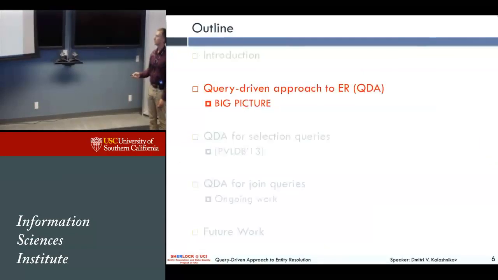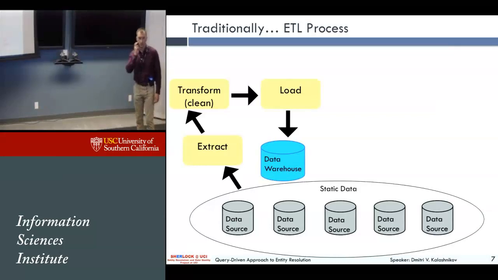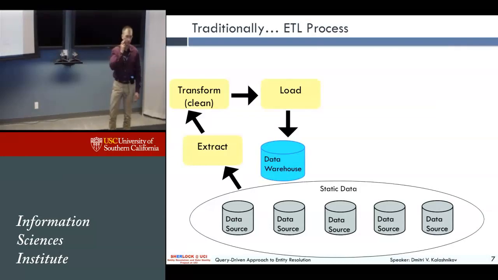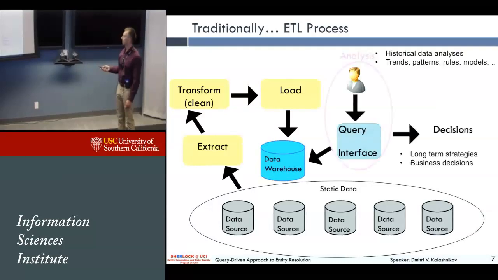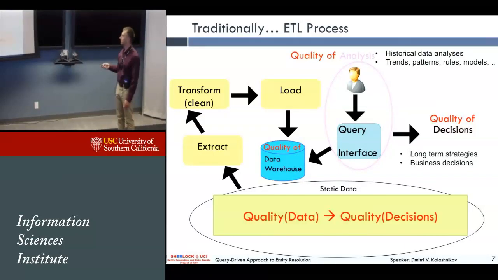All right, the big picture of the solution. This is a typical ETL process. If you have multiple data sources and you want to analyze them, you would do what is called ETL: extract, transform, and load. You extract information from your data sources, transform and clean it, and load it into your data warehouse. Then you can do all kinds of analysis on top of this data warehouse. Again, the quality of data determines the quality of decisions.